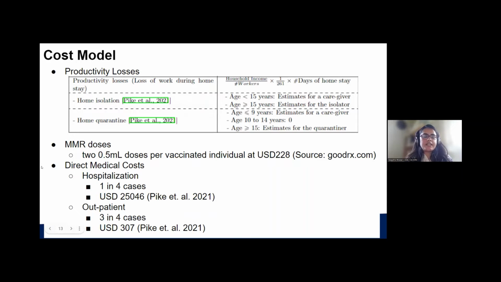The last would be the direct medical costs, and that could be either hospitalization or outpatient. The total direct medical cost would be dependent on the incidence that we accrue from the 365-day simulation, where the costs are again calculated based on how many individuals will need to be hospitalized versus just need some outpatient kind of treatment. And these numbers come from a study which looked at the reported CDC numbers historically.